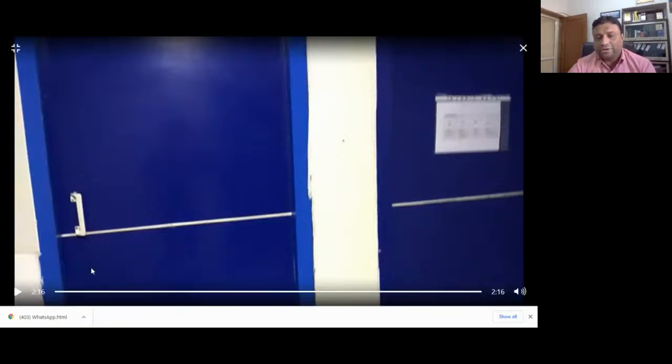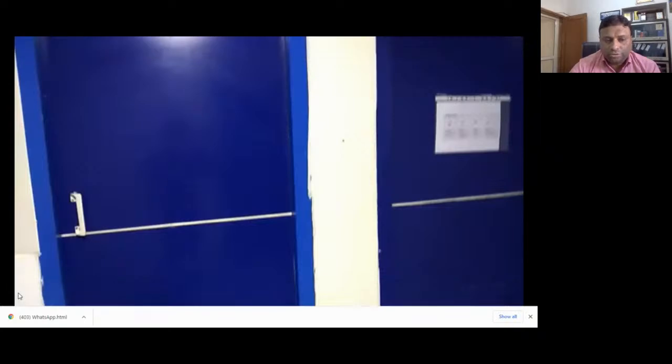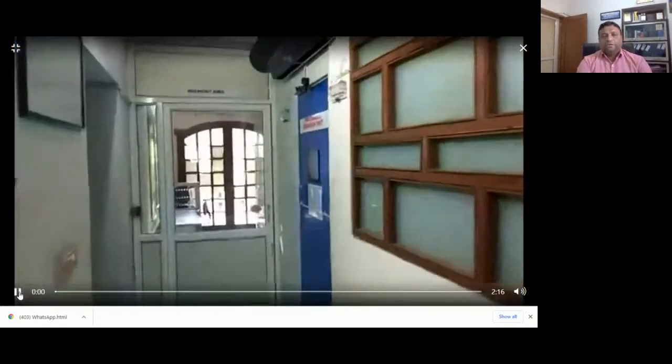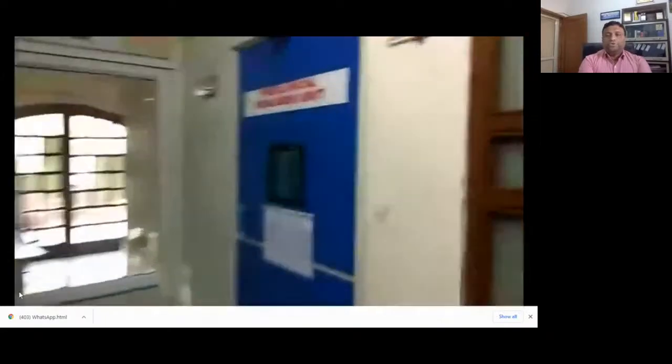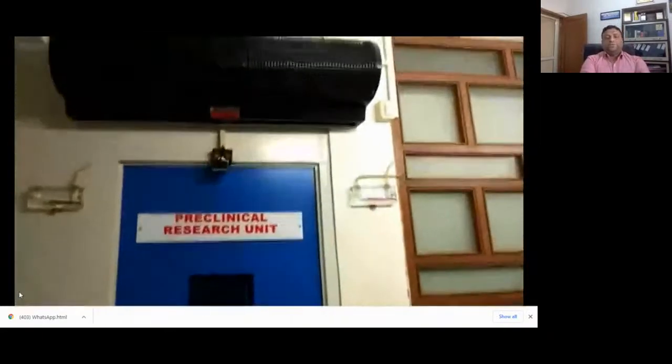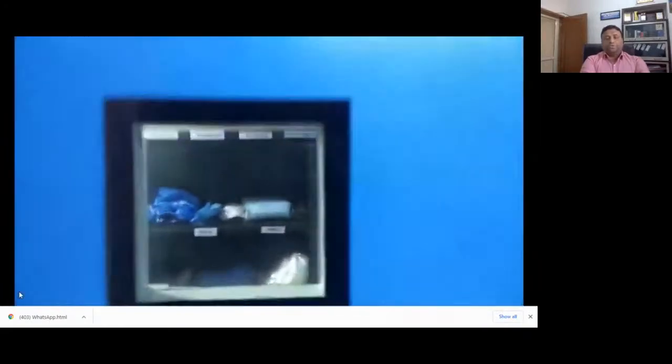Now I'll play this one more time so that you can have a look from the start. I was in between explaining, so I had to stop the video, but let me play from the beginning so you can follow the whole sequence. From the entrance you enter the facility. Before entering, you can have an air curtain right at the entrance. The moment you open the door, it gets activated.